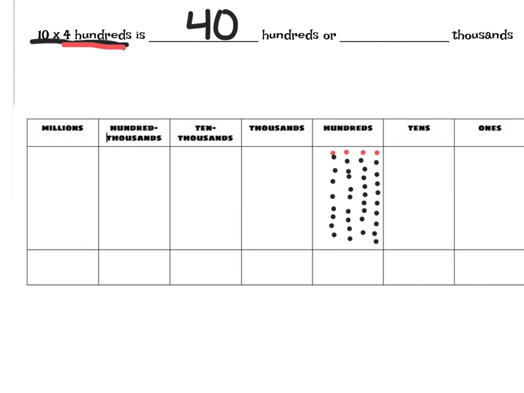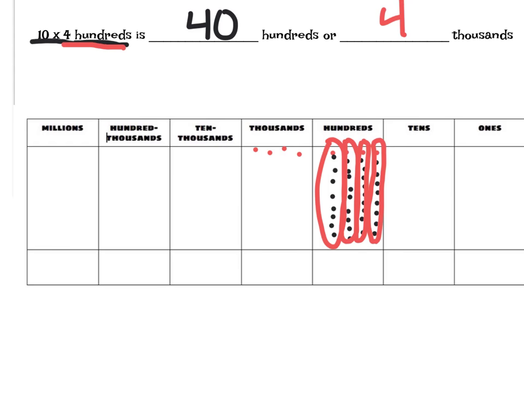Okay, so we have 40 hundredths. 10 times 4 hundredths is 40 hundredths. Then it says, or blank thousandths. Well, I can bundle each group of 10 hundredths and make 1 thousandth. So each group of 10 hundredths can get cashed in for 1 thousandth. So my answer is 40 hundredths or 4 thousandths.